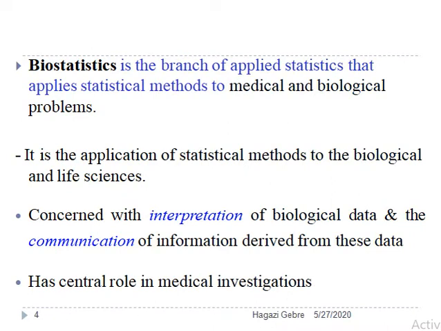So what is biostatistics? Biostatistics is simply the branch of applied statistics that applies statistical methods to medical and biological problems. In this case, statistics has different names in different fields. For example, the application of statistics in economics is called econometrics. In psychology, it is called psychometrics, and in agriculture, it is called biometrics, and so on. When we come to the biological and medical sciences, that's biostatistics, but the steps remain the same.